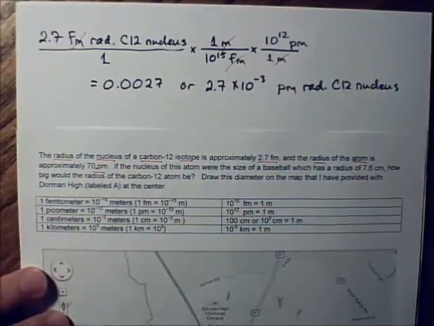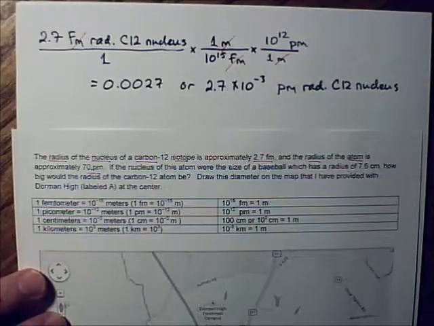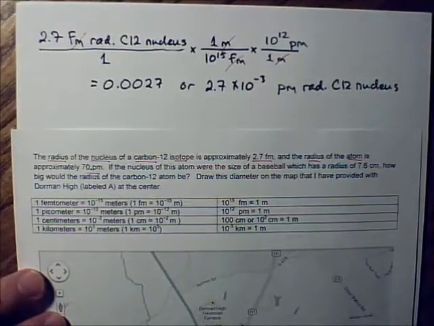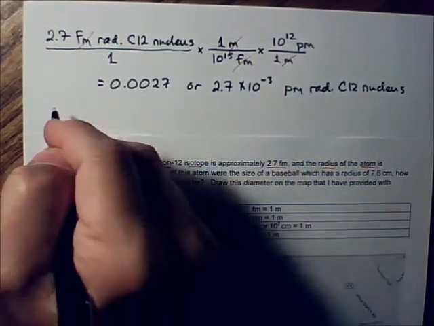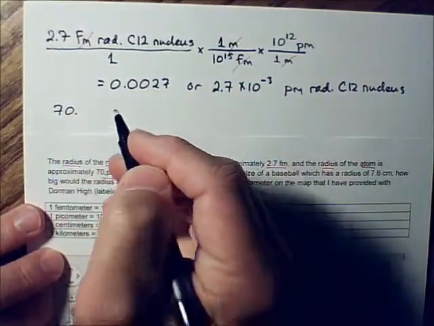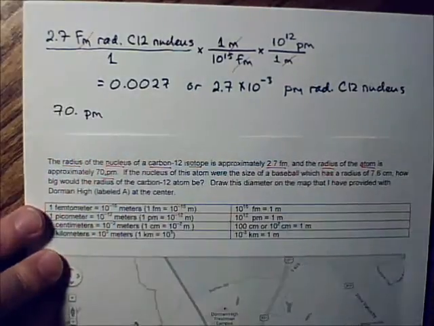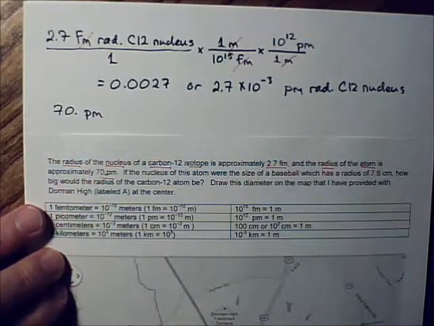Okay? So let's figure out how much you have to multiply by to go from one to the other. Now, if I want to figure out how much to multiply by, I find it by doing the opposite of multiplication, which is division. So I'm going to take 70 picometers. Now, what is this 70 picometers measuring?